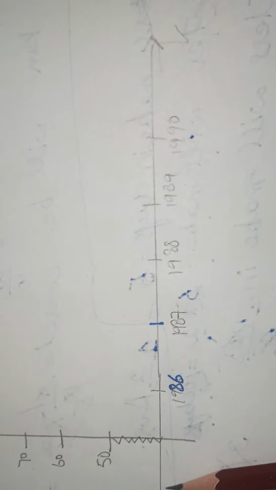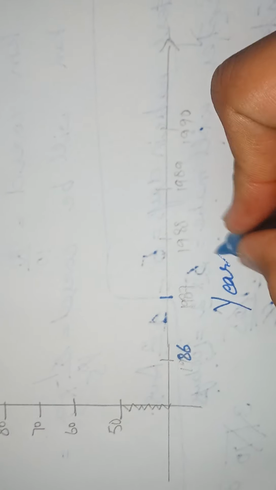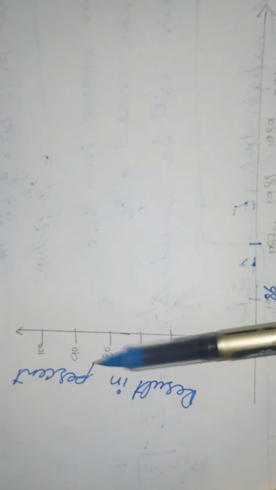Question number 7. Question number 2, 4 of this exercise on a paper. Here I have drawn lines to represent years, and the second result in percent. This vertical line is showing result in percent, and this line is showing the year. You can do this procedure in all the questions.